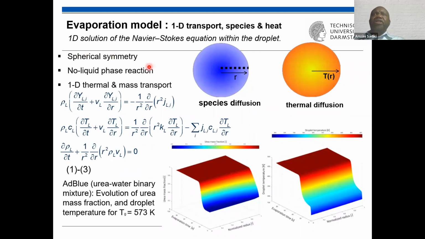So we consider here spherical symmetry. We have no liquid phase reaction, and we consider the thermal and mass transfer. It is for the mass transfer here. We have the momentum equation, the species transport, and the temperature equation. So naturally, these are equations we have introduced before.